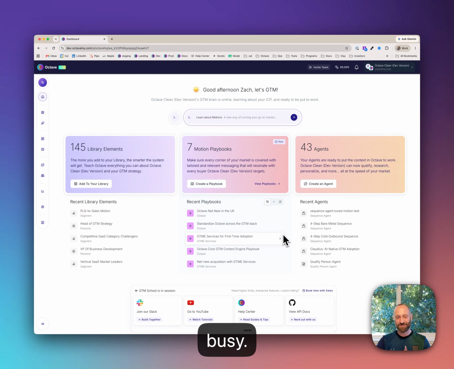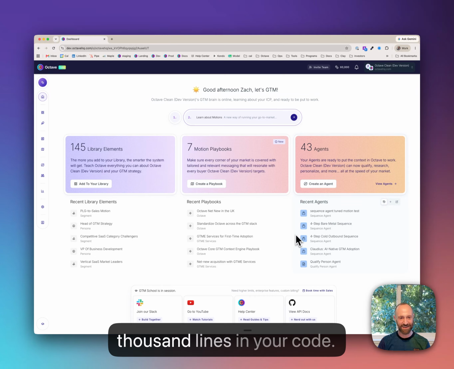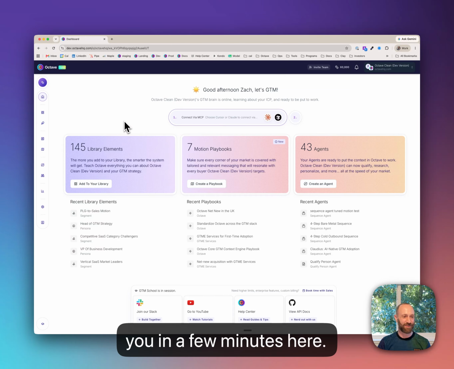All right, we've been really busy. Excited to show you a few of the big changes that are in Octave. Just a few 100,000 lines of new code. Let's see what I can show you in a few minutes here. Definitely not all of it.